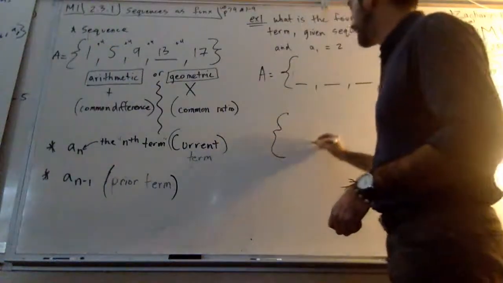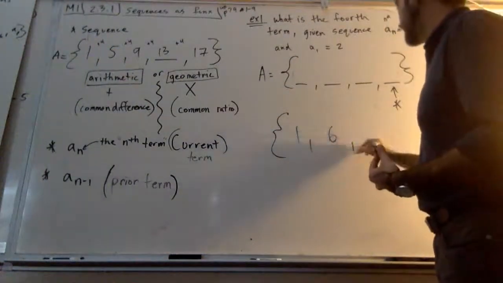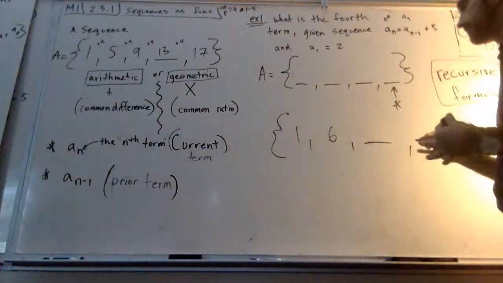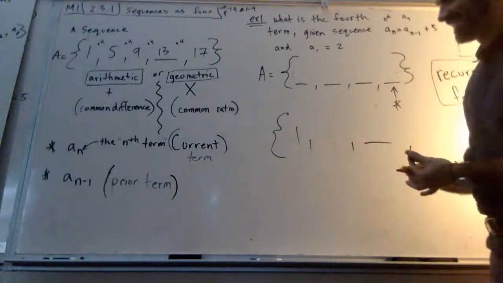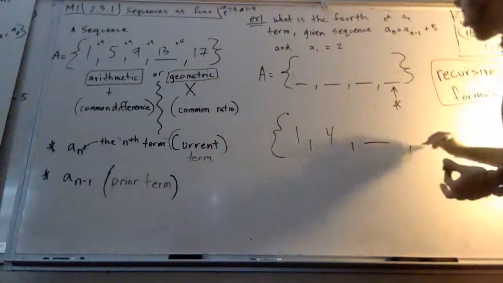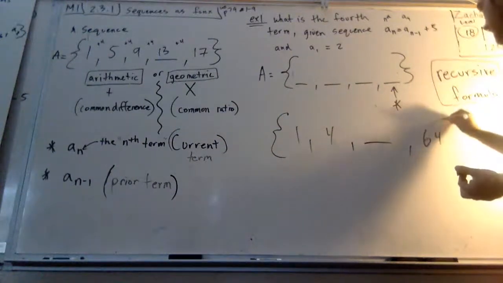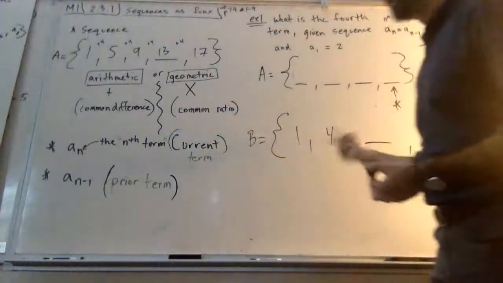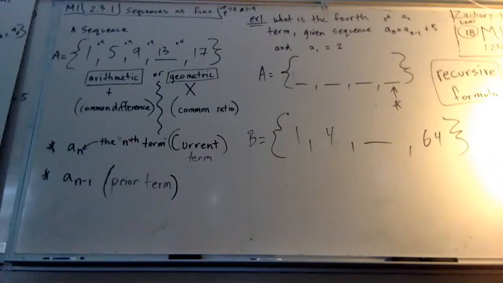tell me what goes here. Let's go 1, 4, 16, 64. Okay, this we're going to call set B. What goes there in that spot? Tell your neighbor. What do you think? 16. Because it's times 4.